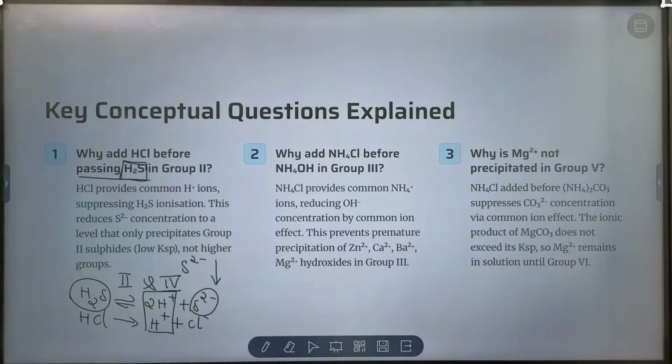So, common ion effect. It suppresses the amount of the carbonate ion, and since the carbonate ion is less, only the low KSP salts like your zinc and the fifth group cations like calcium and barium will precipitate as carbonates, and magnesium will not precipitate in that. So for all these kinds of questions, the answer is only one, which is said to be the common ion effect. So these are some of the conceptual questions.